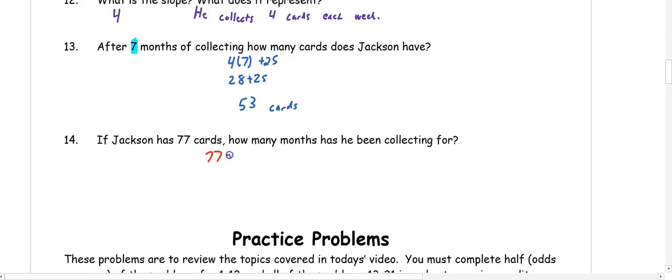If Jackson has 77 cards, how many months has he been collecting for? So now we can set 77 equal to our equation 4x plus 25, and we can solve for the number of months. So we're going to subtract 25 from both sides, so 52 equals 4x. And when we divide by 4, we get x is 13. So after 13 months, he will have 77 cards.